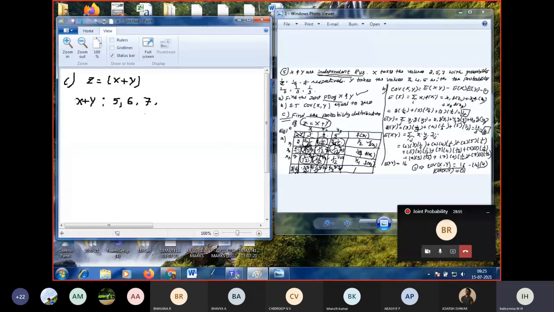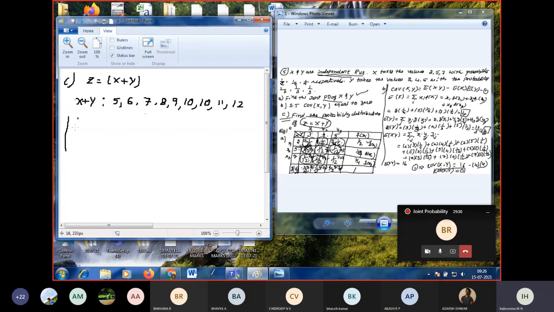All the values we should consider. 5 plus 3. X is 5, y is 3. What is 5 plus 3? 8. Next, 5 plus 4 is 9. Next, 5 plus 5 is 10. Next, again here we have 7. 7 plus 3, again I got 10. Next, 7 plus 4 is 11. Next, 7 plus 5 is 12. So these are the values.